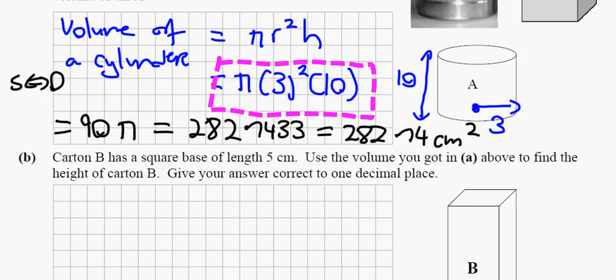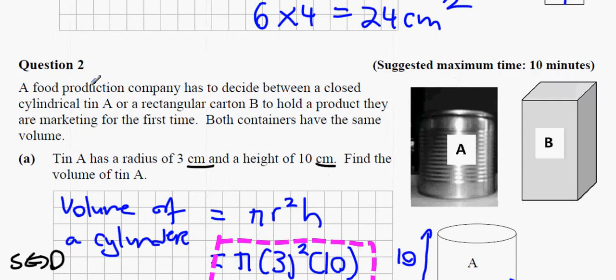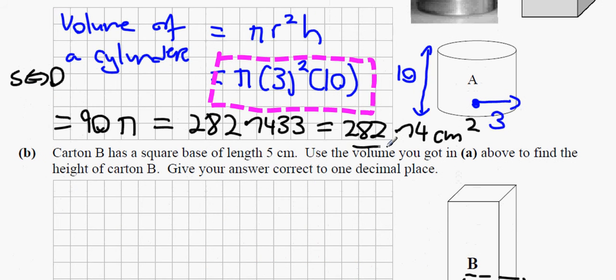Carton B has a square base, okay? What we have to remember is that carton B has a square base of length 5, so it's 5 by 5. Use the volume you got in A above to find the height of carton B. Give your answer to one decimal place. We're told both containers have the same volume, so the answer for the cylinder is the answer for the volume of the carton.